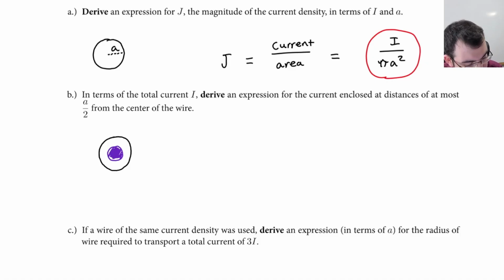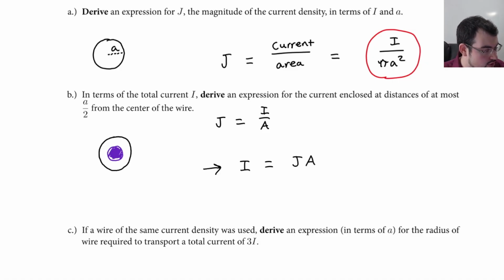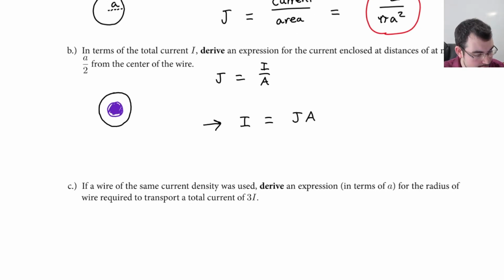So if we rearrange, we know that J is defined as current per area. That actually means that current is just equal to J times A. We know that throughout the entire wire, J is constant. So I'm going to give that a multiplier of times 1.